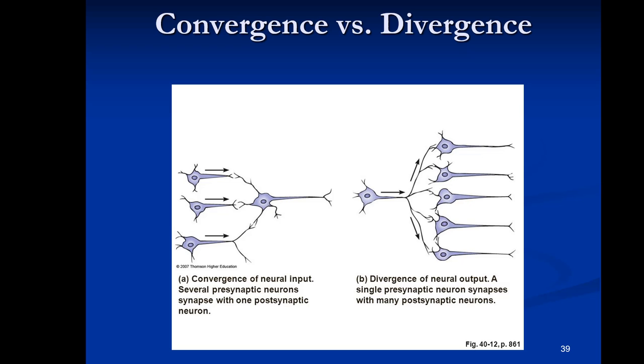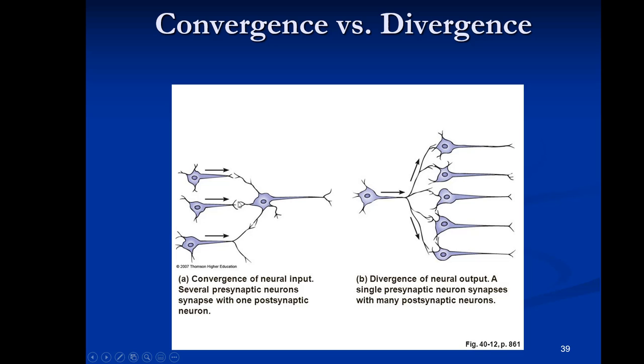All right, I just want to have a brief slide on convergence and divergence. Commonly what you'll see is neurons working together. This is called convergence, where you get multiple neurons all merging into one, stimulating one neuron. And then divergence is the opposite. You have one neuron that stimulates many neurons.